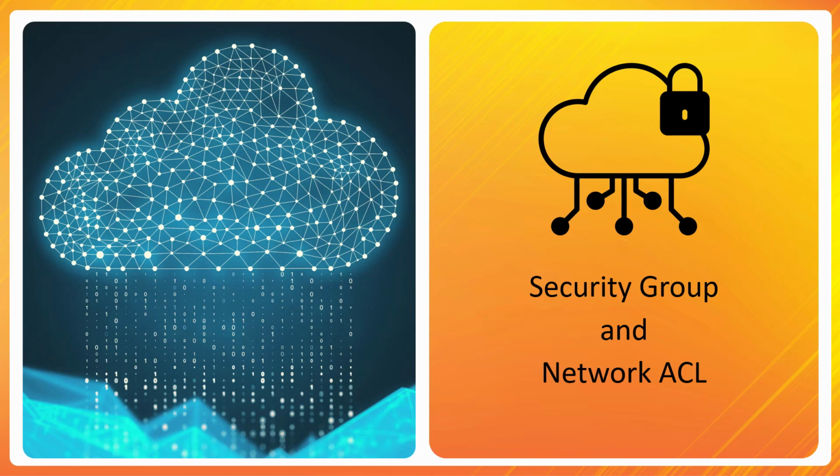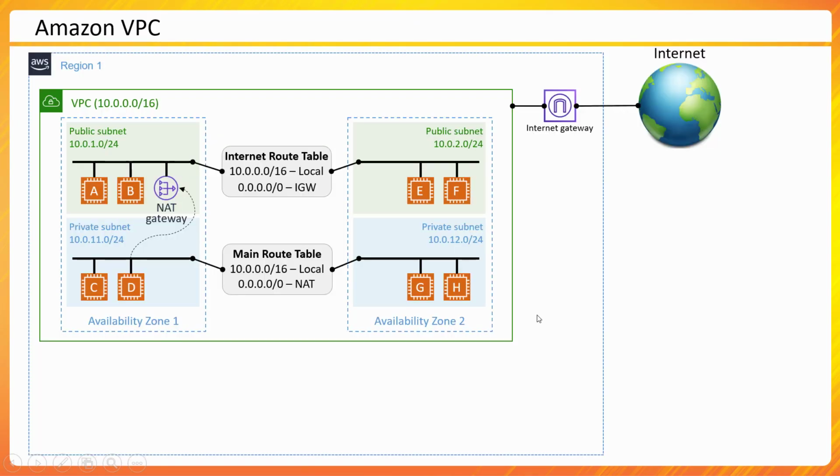Let's talk about security group and network ACL, and let's see how it protects our applications and EC2 instances. So we will first focus on what current infrastructure looks like. Currently we have a very simple infrastructure in terms of networking. We have a VPC in this IP address range 10.0.0.16.